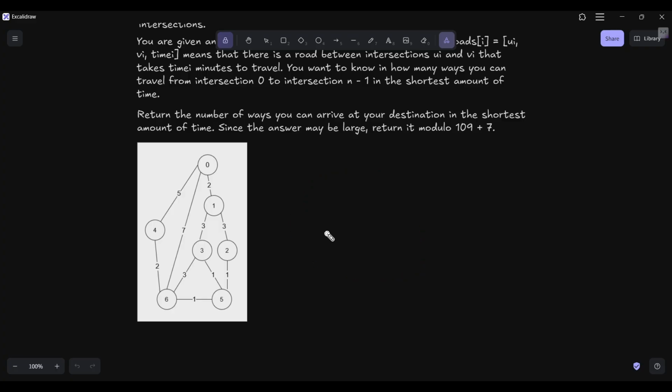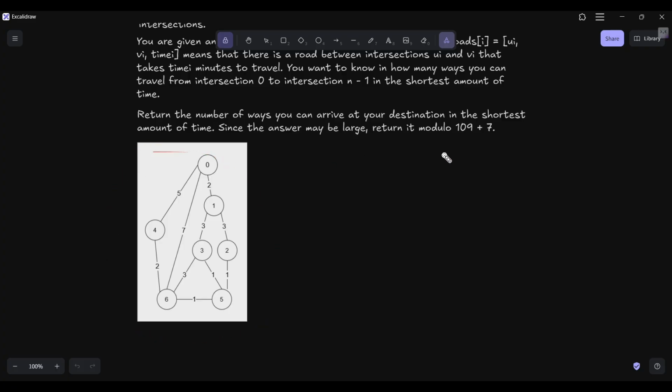Basically we can have the shortest time, and we can go from total 4 paths. So we don't have to return the total shortest time to reach this destination. We have to return the total number of ways that we can arrive at our destination with the shortest amount of time. That is, the shortest amount was 7, and the total number of paths were 4. So we have to return 4. Okay, so that's basically the question here.